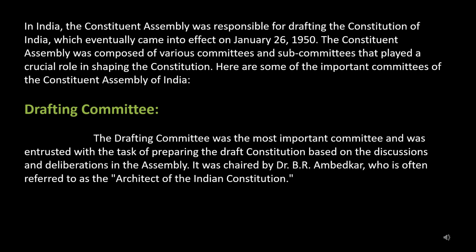Drafting Committee. The Drafting Committee was the most important committee and was entrusted with the task of preparing the draft constitution based on the discussions and deliberations in the Assembly. It was chaired by Dr. B.R. Ambedkar, who is often referred to as the architect of the Indian Constitution.